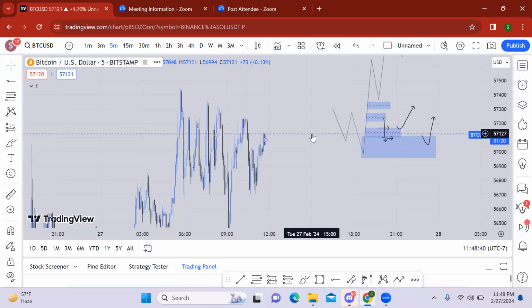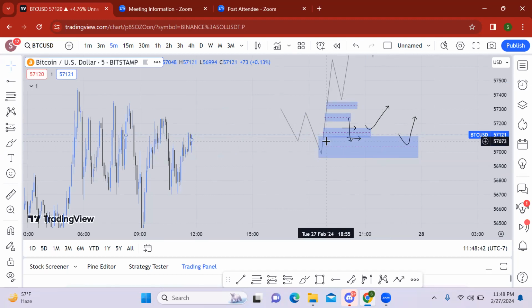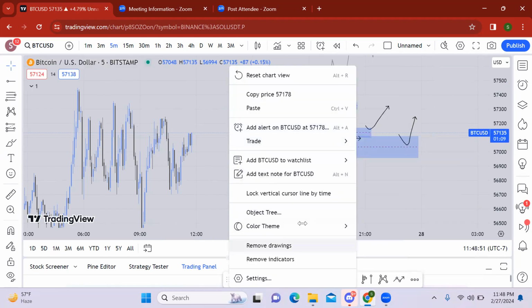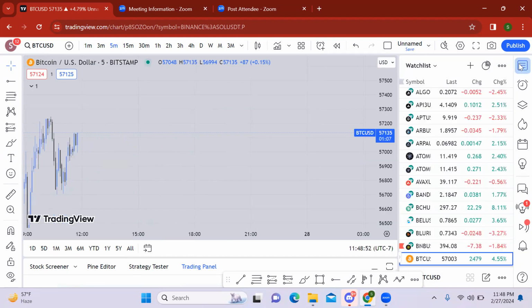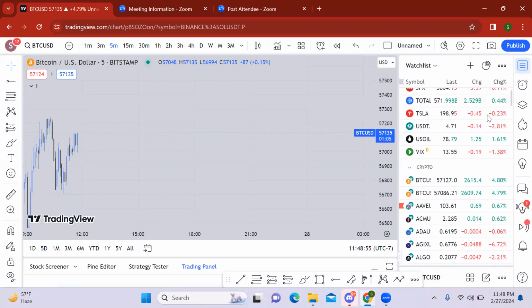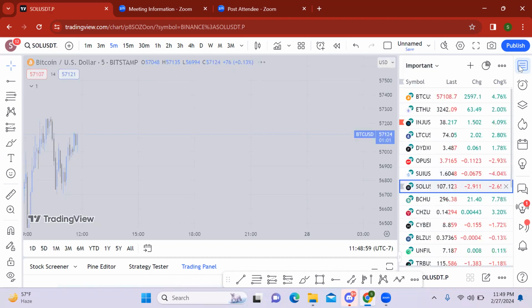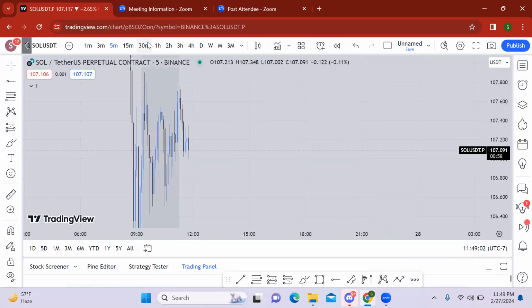So yes, this is imbalance, and this is how it works out here on the market. Like I give a trade of Solana. I will show you what I'm trying to do on Solana here.